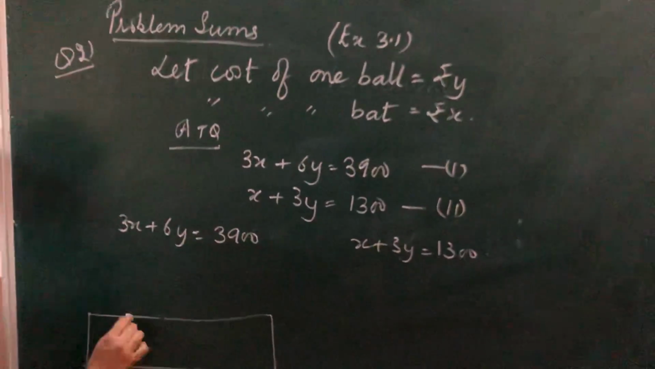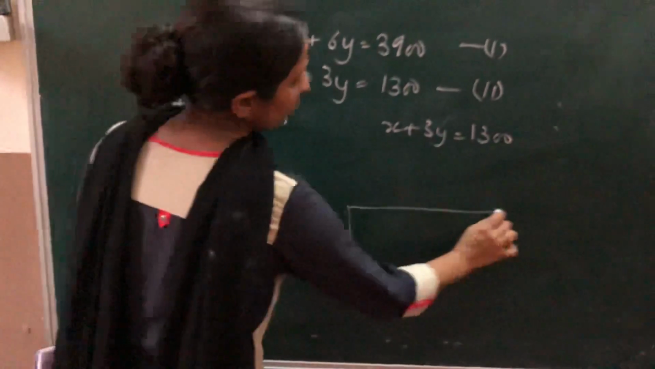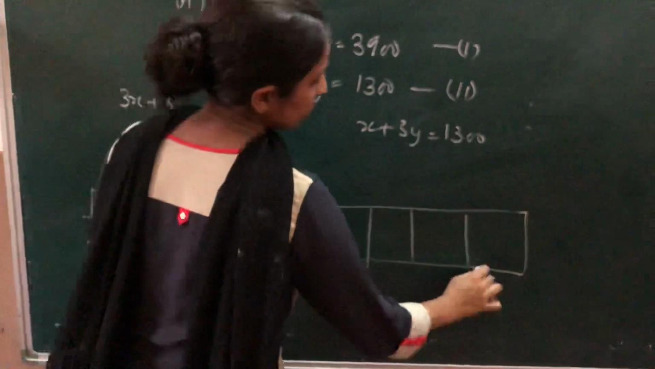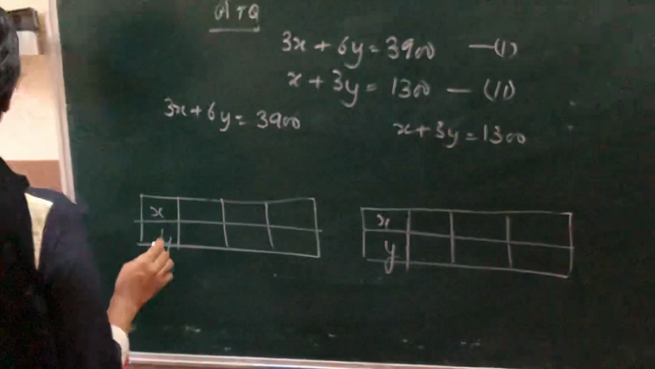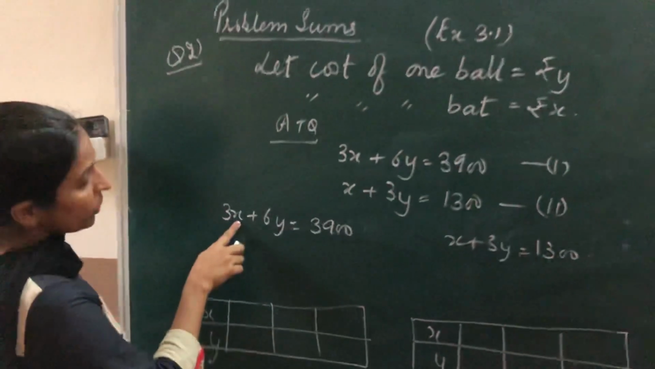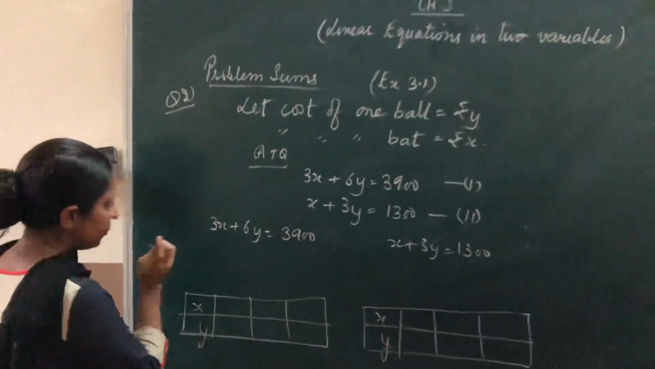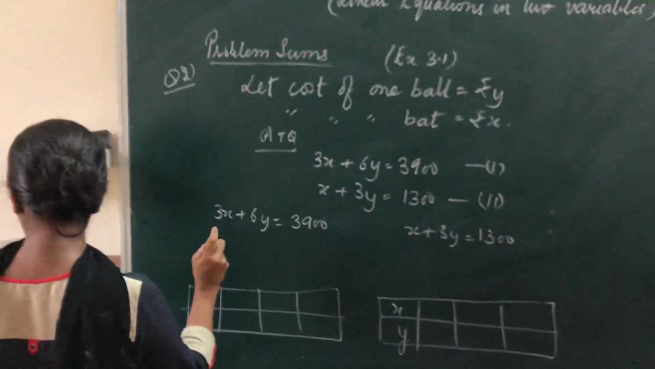Put the values and draw the graph. You have to frame the solutions first. At least 3 solutions we have to find out. So if I put a value of x here, you can put 1, 2, 3, whatever you feel like. Suppose you have put this value as the value of x.